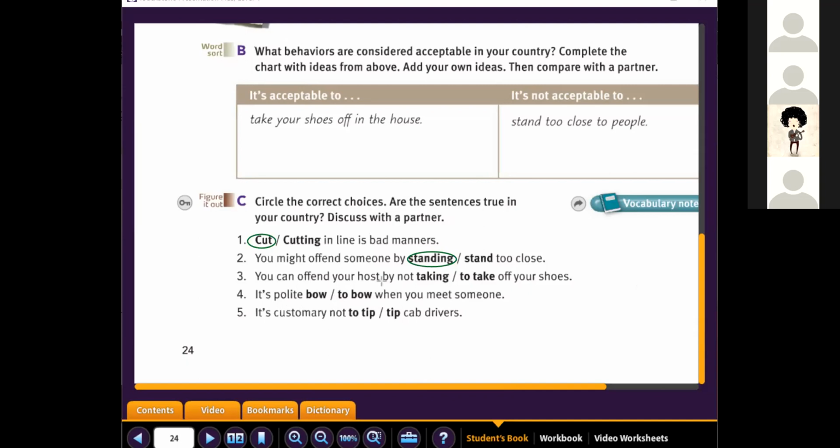You can offend your host by, it's similar to the previous one, by, when we use, you can offend your host. Okay, the answer is by not taking off your shoes. By not taking off your shoes. So the correct is taking, because it's not correct to say by to take off your clothes. No pueden ir dos preposiciones juntas, ¿no? Entonces no podría estar by.